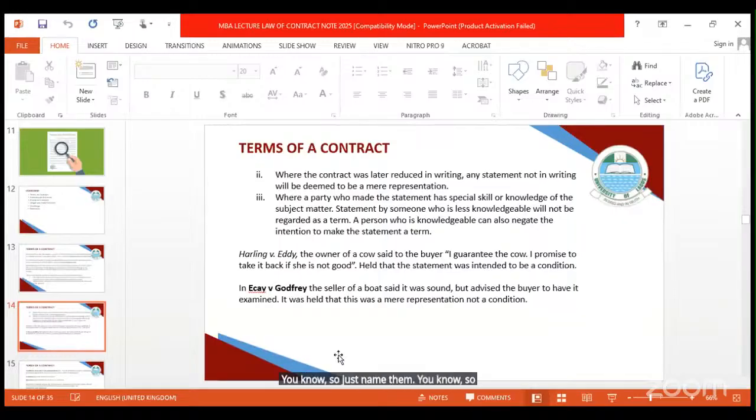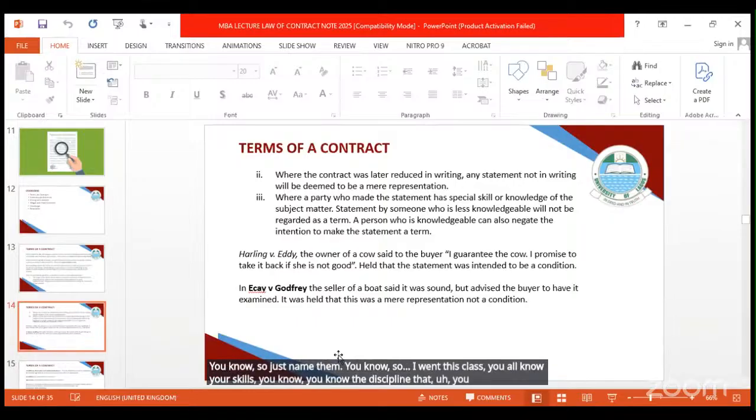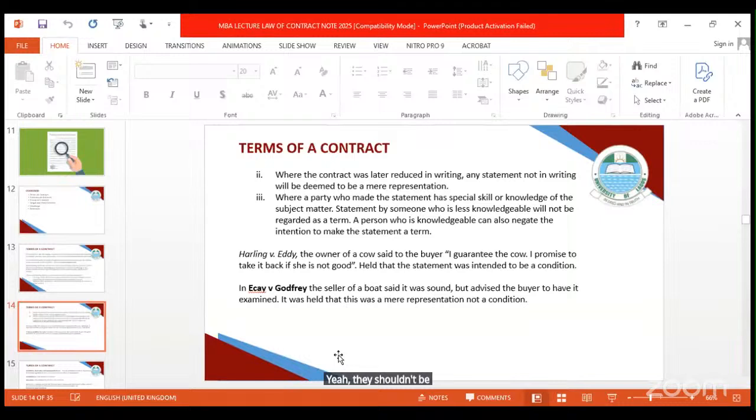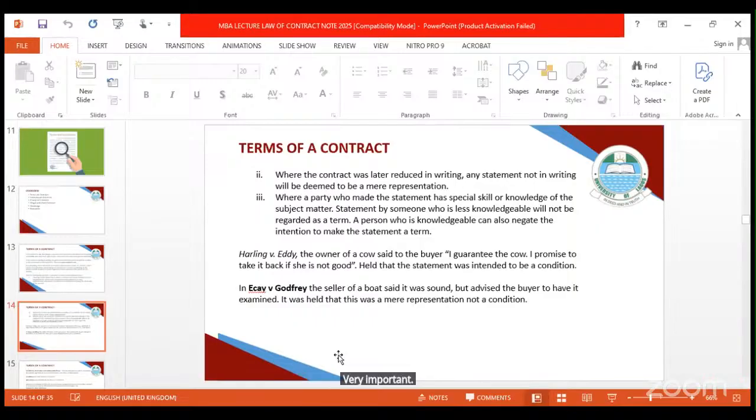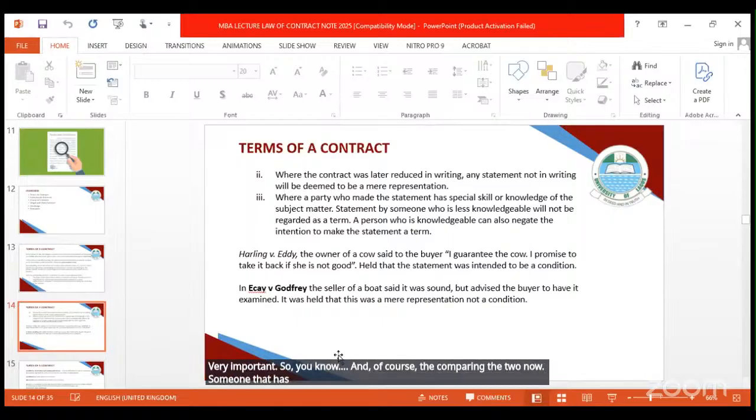So even in this class, you all know your skills. You know the discipline that you belong to. In addition to being a lawyer, you also belong to so many professions: medical doctors, nurses, teachers, lecturers. So where a party who made a statement has special skills or knowledge of the subject matter, that is very important. So you're comparing the two now: someone that has special knowledge about the subject matter and someone that has less knowledge about the subject matter.